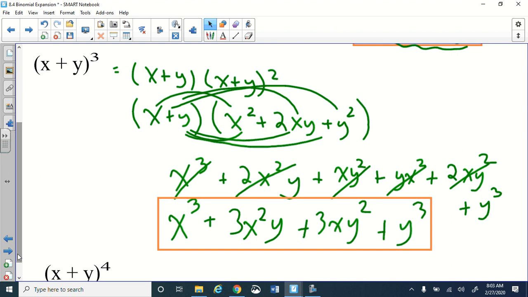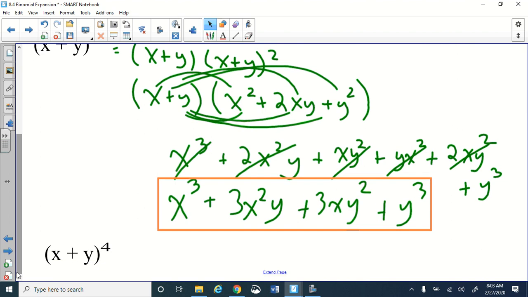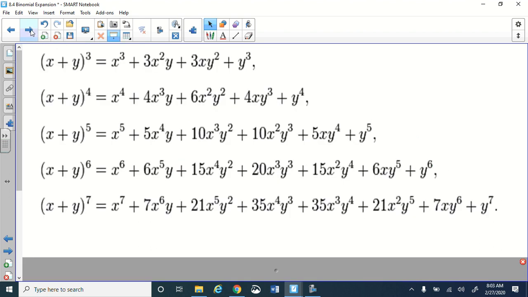Does anybody want to do x plus y raised to the fourth power? Yeah, I didn't think so, right? Especially if we saw on a test x plus y to the 12th power. That would be very time consuming and wasteful. So what we're going to do is look at some expansions that someone else already did, and see if we can find some patterns.